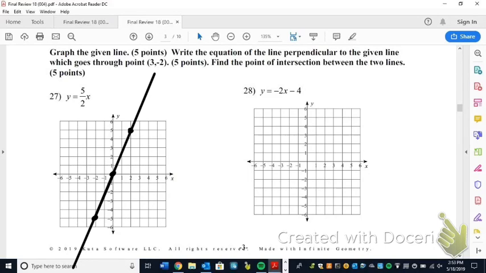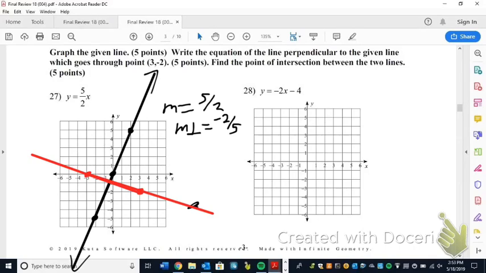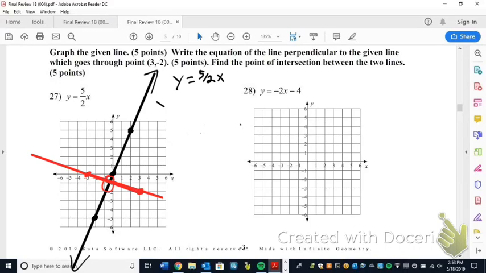Find the equation of the line perpendicular to the given line, which goes through (3, 2). We know that m equals 5 over 2, so m perpendicular is negative 2/5. We can graph that right there. Now when we're writing out the equation of that line, I'm going to use point slope. So I'm going to go y plus 2 equals negative 2/5 times x minus 3. So that's point slope right there.